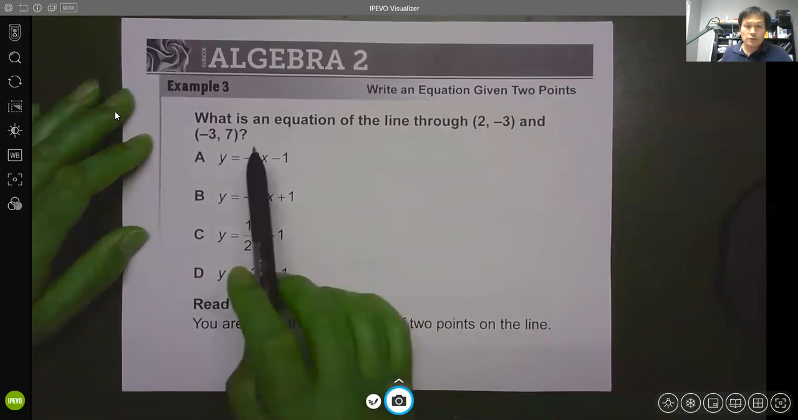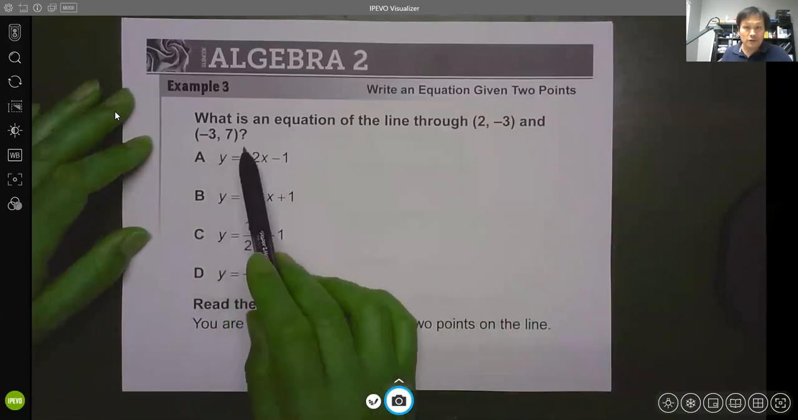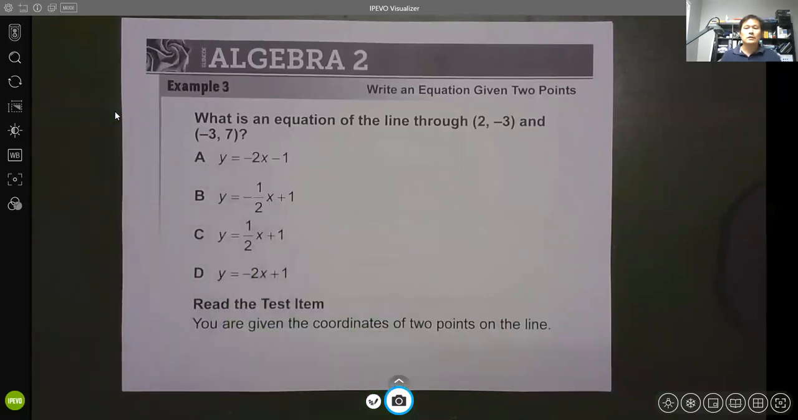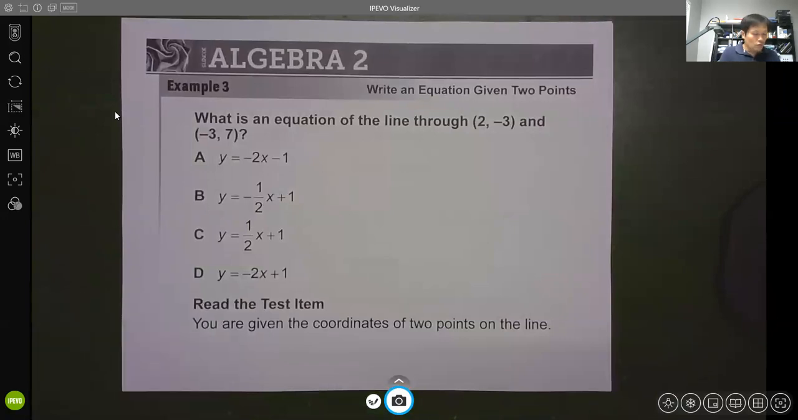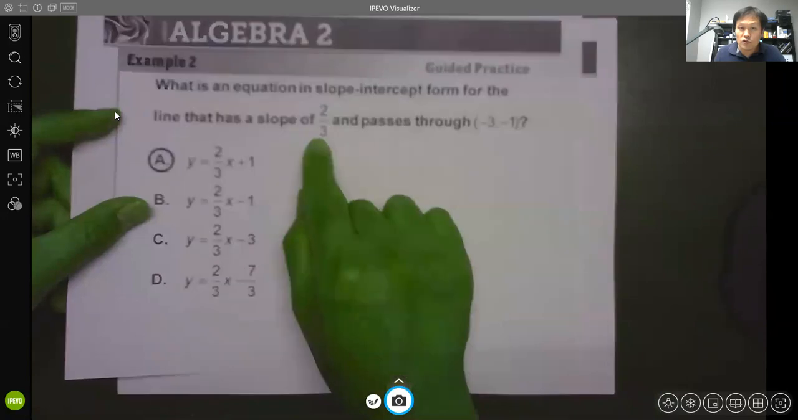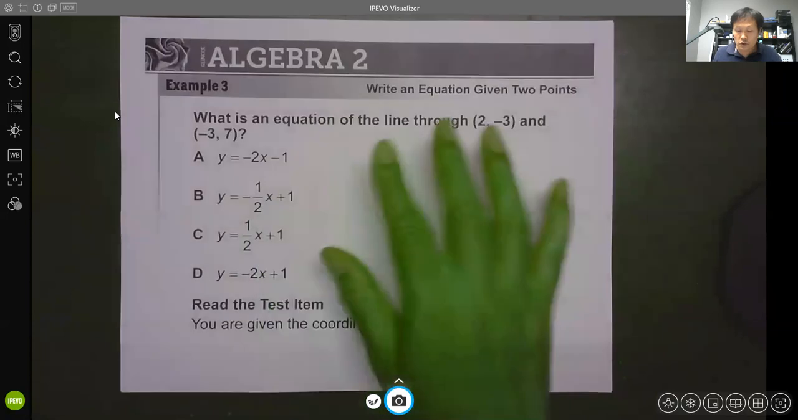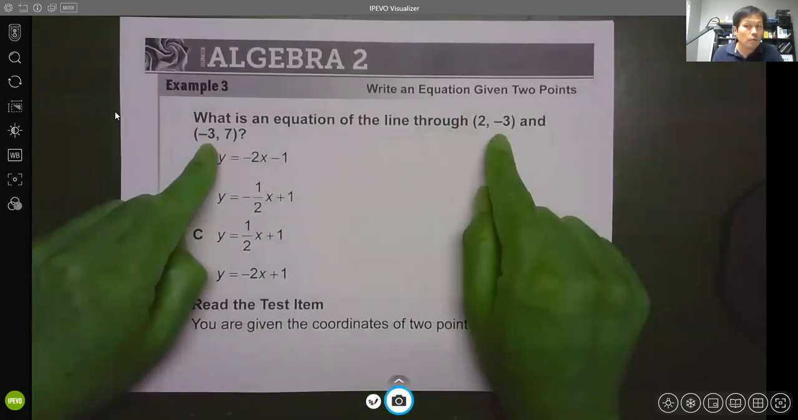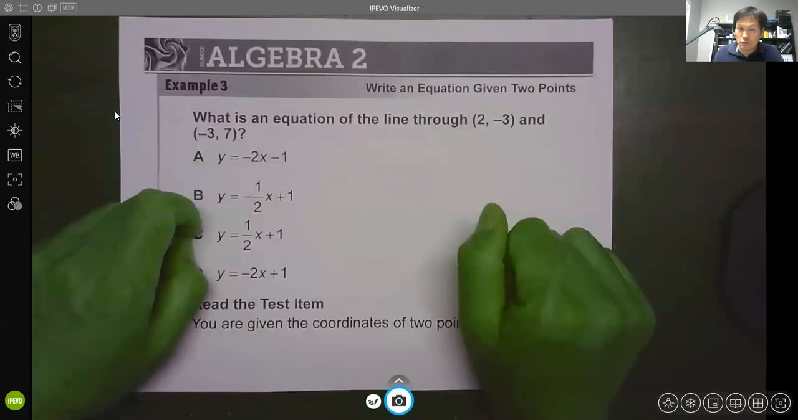Okay, what is the equation of the line through (2, -3) and (-3, 7)? This is exactly the same as the previous question, except we did not give you a slope. In the previous question, we gave you slope and a point. This question, I gave you 2 points, but no slope. Can't you calculate slope using the slope formula with x1, y1, x2, y2?